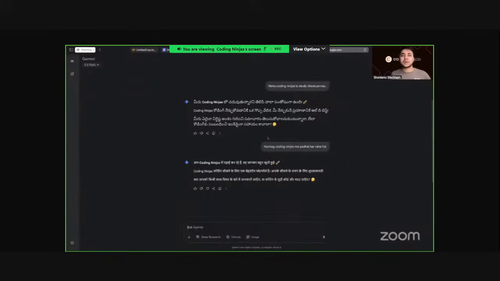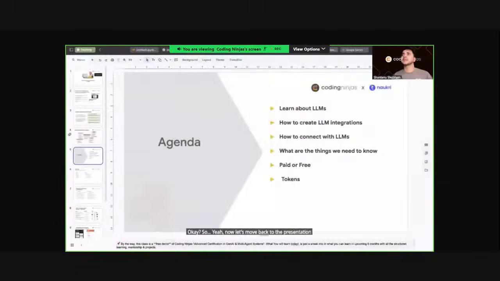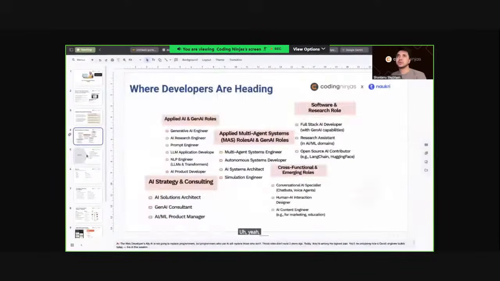Okay, so now let's move back to the presentation that I have. This is what we have studied. In most cases, these tokens or these models are not free. So we need to use them wisely.